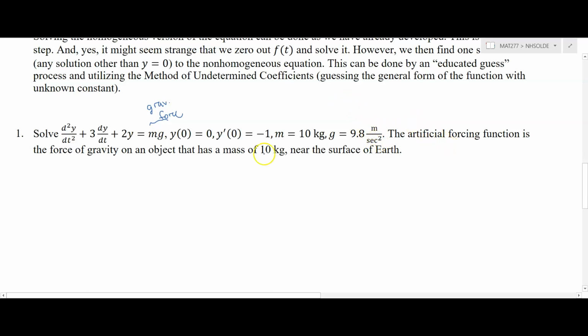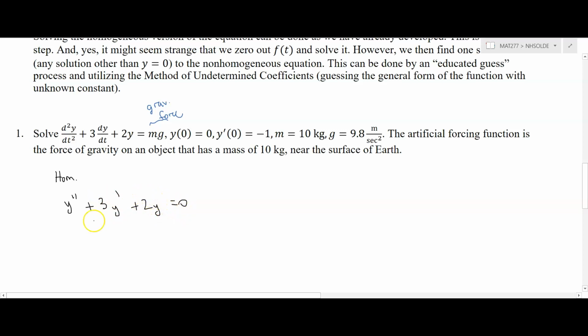The artificial forcing function is the force of gravity on an object that has a mass of 10 kilograms near the surface of Earth. Okay, so that means that the first thing that we're going to do is solve the homogeneous version. The homogeneous version will just be y double prime plus 3y prime plus 2y equals 0.